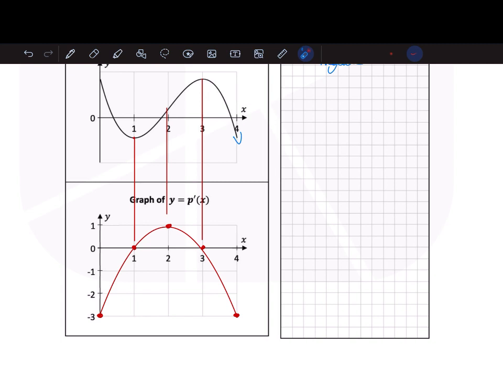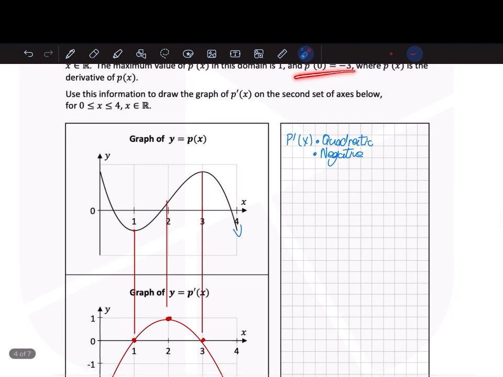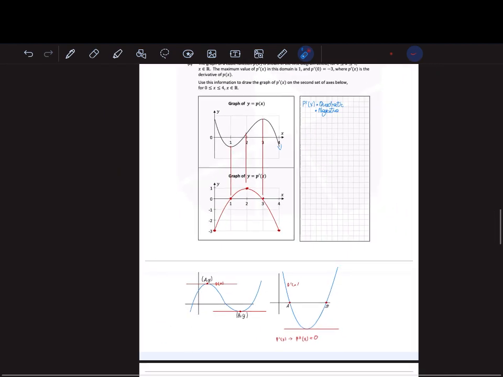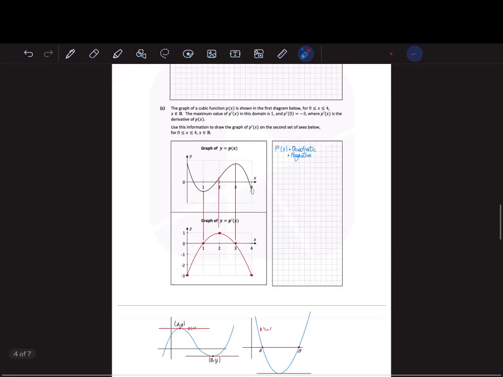We know that the point of inflection, which happens halfway between 1 and 3, which is 2, is going to be the highest point, or the turning point, of the quadratic. And then we know, because it told us in the question, that p prime of 0 is equal to -3. It gave us this point here, so then we're able to infer, because it's symmetric, that it happens at this point here.